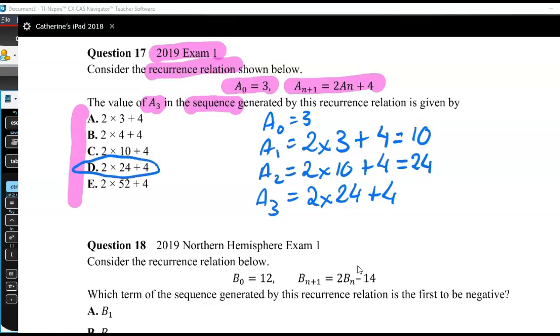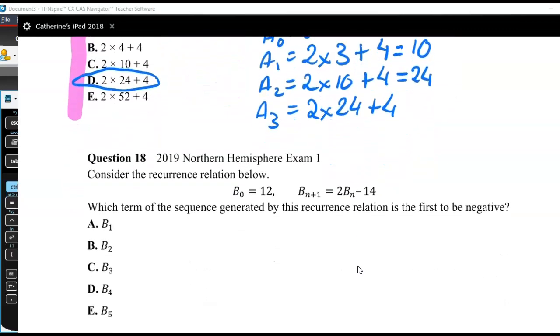68% of the state answered that correctly. 16% of the state answered A. So okay, they just looked at that first time we did it. They didn't read the question properly. They didn't read that we were looking for A3. So let's look at the next one.